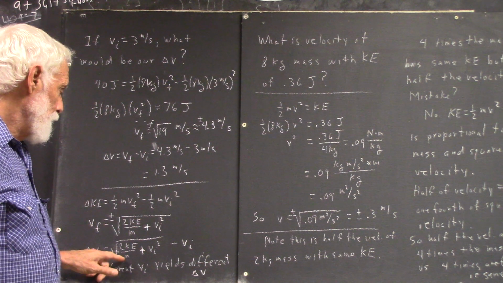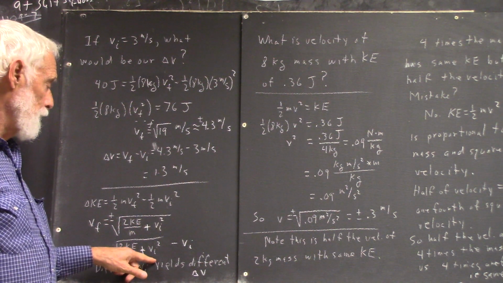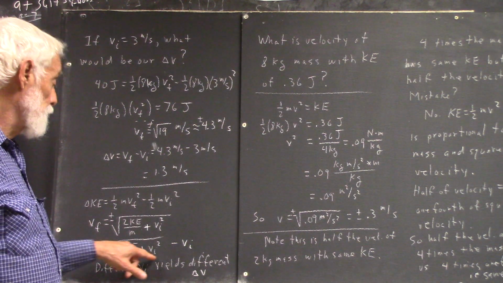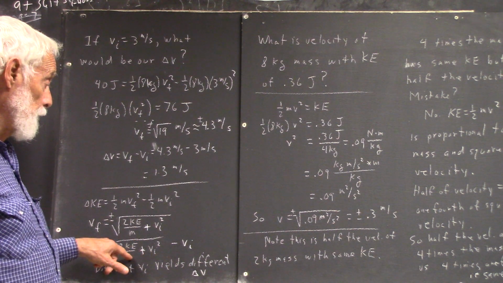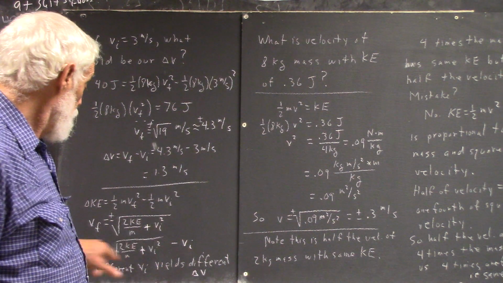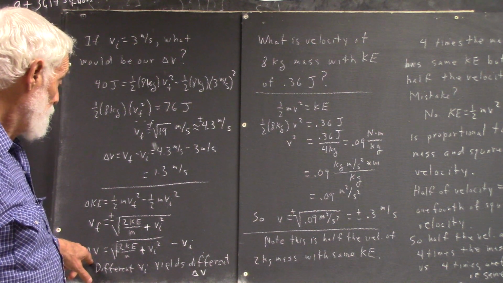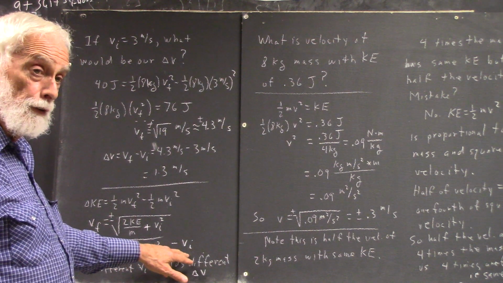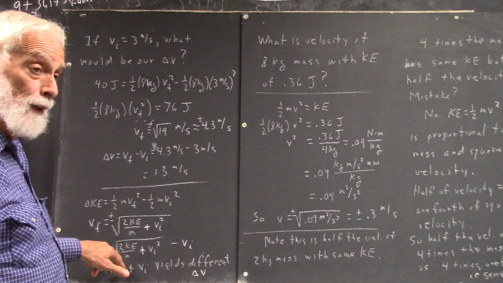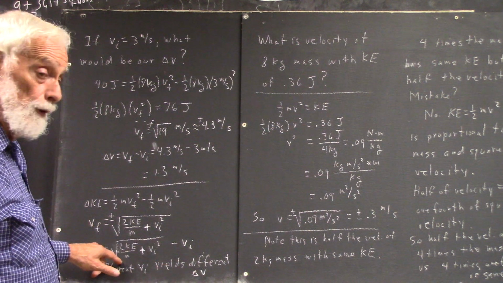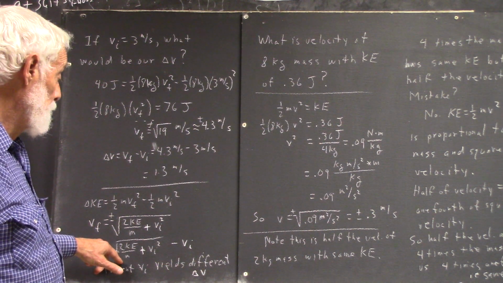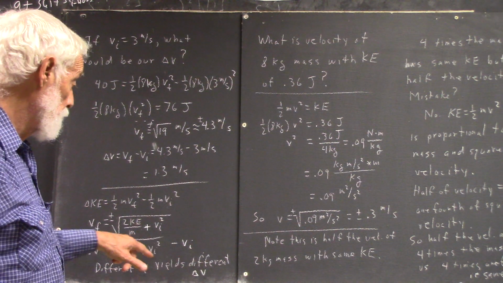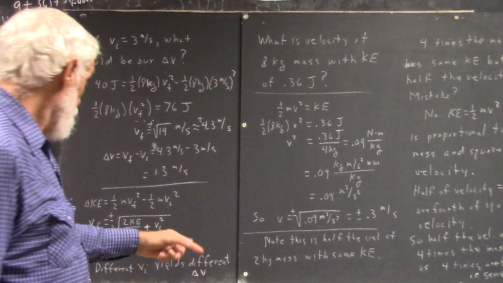Okay? If VI is much smaller, then what's under here is going to be much bigger than VI squared, and the square root will be much bigger than VI, and that'll give us a bigger difference in delta V. Not sure I explained that real well, but just think of what happens if VI is very large compared to this, and what happens if it's very small compared to the 2ke over m. You'll see that if VI is small compared to this, you're going to get a bigger delta V than if VI is large.